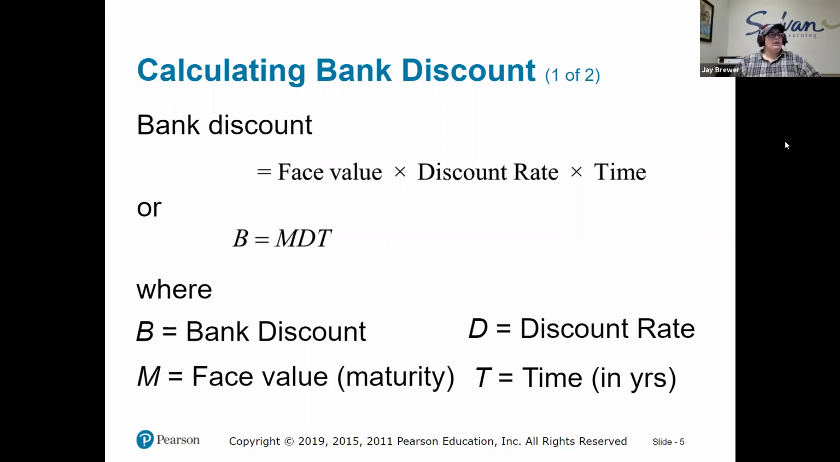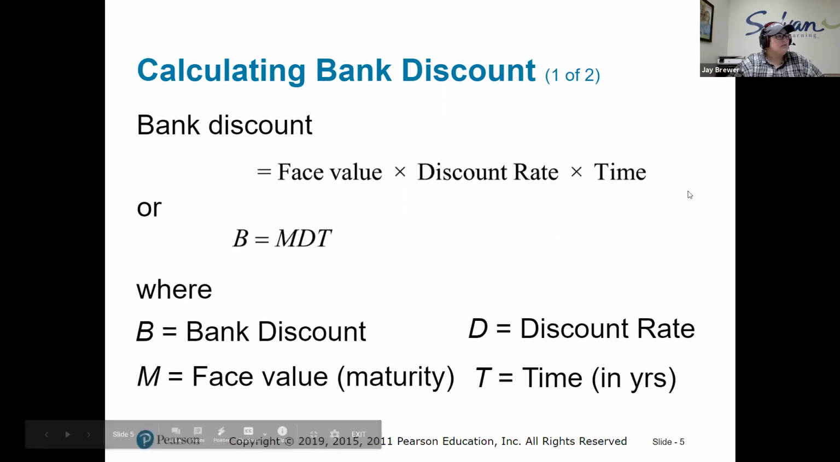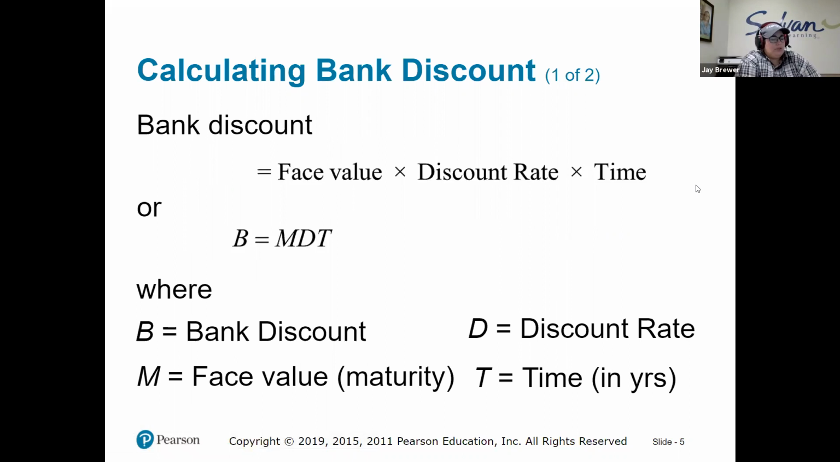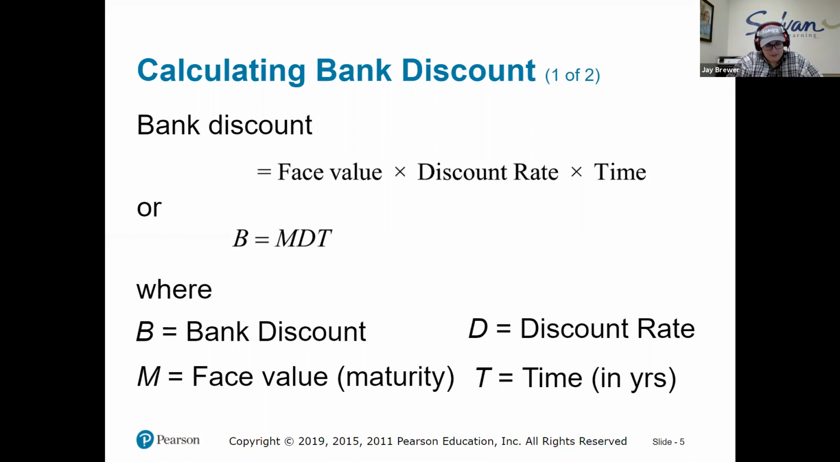Okay, calculating bank discount. Bank discount is equal to, let's see if there's one more. Oh, nope. I tried and it told me no. Bank discount is equal to your face value times your discount rate times time, and you can see there that they're giving those abbreviations, or little symbols. I don't remember what that's called. There you go, English words.